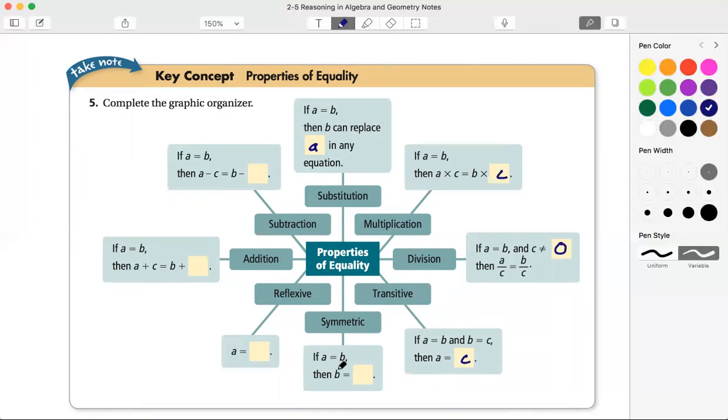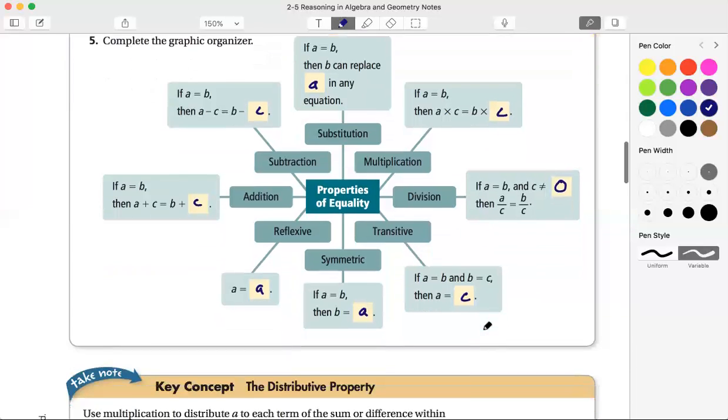Symmetric property: if A equals B, then B equals A. Reflexive property: A equals A. The addition property: if A equals B, then A plus C equals B plus C. And then subtraction: if A equals B, then A minus C equals B minus C. And those are all of the properties of equality that we need to know: the substitution property of equality, multiplication property of equality, division property of equality. All of these are the properties of equality.